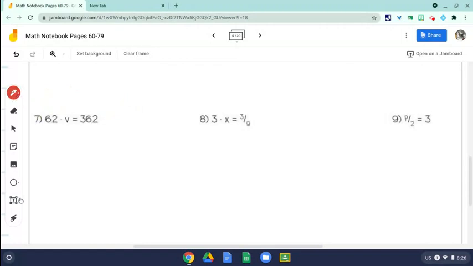So on number 8, we have 3 times x equals 3/9. Okay, so let's see what we can do here.